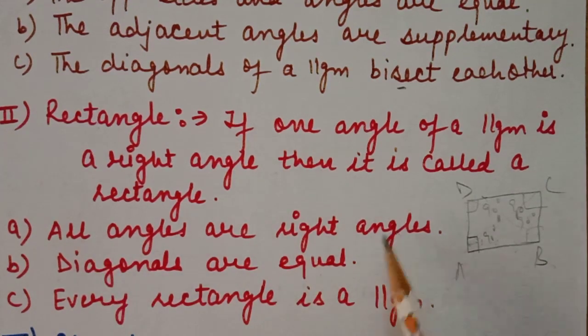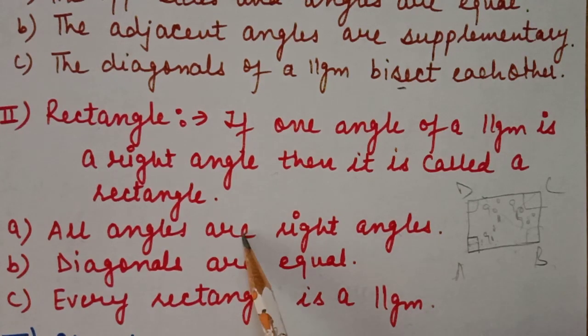All angles are right angles. Diagonals are equal in the rectangle. It means it also has the property of a parallelogram, that the diagonals bisect each other. Every rectangle is a parallelogram. So students, this is the second type of quadrilateral, the rectangle.